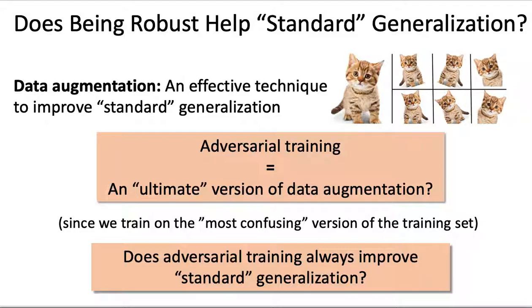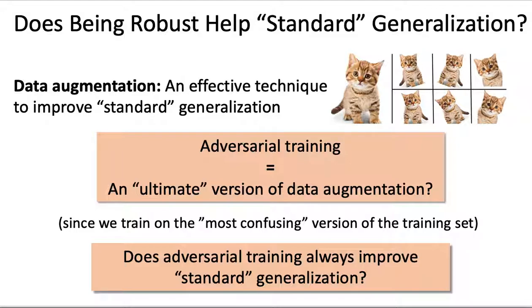The intuition here, as someone already said, is that you can view adversarial training as the ultimate form of data augmentation. It's not only that you show the model a random transformation of your input that might confuse it. You actually choose the most confusing transformation of your input and show it to your model. That should be even more helpful for the model to understand the concept you are trying to learn. So does it mean that robust models will also be better in terms of standard generalization? Well, let's look at the data.